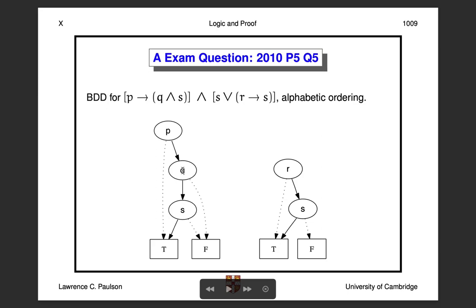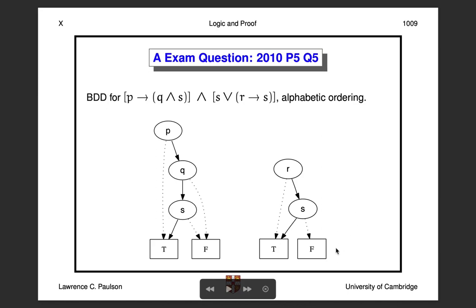But what happens if Q is true? You will have then a dummy test on R where regardless of whether it's true or false, you will end up in S. And over here, if R is false, it goes to true. And if R is true, it goes to S. And I see I have slightly got a thing wrong here.